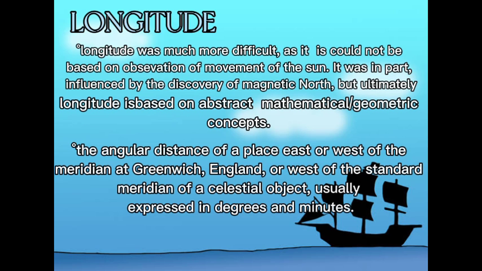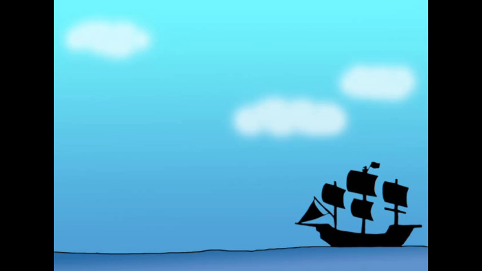Next is longitude. Longitude was much more difficult as it could not be based on observation of the movement of the sun. It was in part influenced by the discovery of magnetic north, but ultimately longitude is mostly based on abstract mathematical geometric concepts. Also, longitude is the angular distance of a place east or west of the meridian of Greenwich, England, or west of the standard meridian of a celestial object, usually expressed in degrees and minutes.